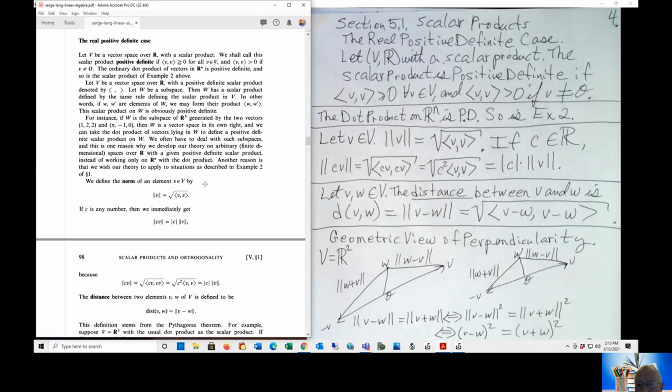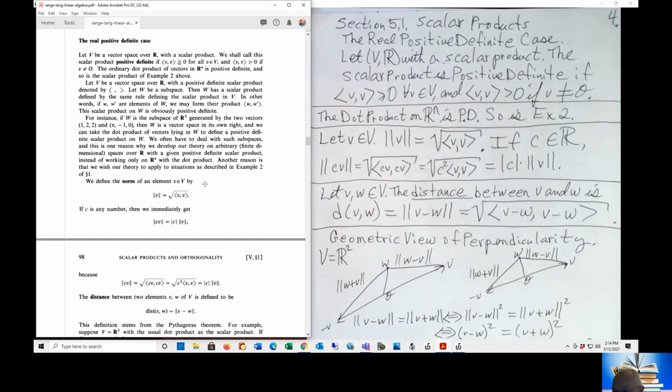Let V be a real vector space over the real numbers, R, with a scalar product. The scalar product is said to be positive definite if the inner product of v with itself is non-negative, greater than or equal to 0 for all vectors v, and actually positive whenever v is not the 0 vector.